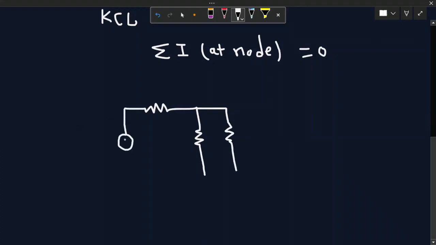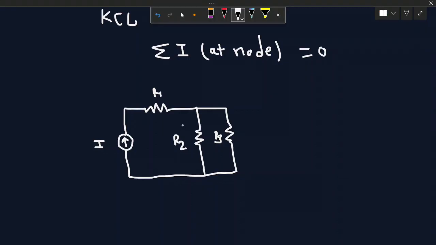And this is the current. Say this is I1. This is R1. This is R2. And this is R3. So in this case, we have to consider the junction. Junction in the sense node. So here one branch, here another branch, and here one more branch. So this is nothing but, I'm taking a different color, this is nothing but the node. This is nothing but the junction.